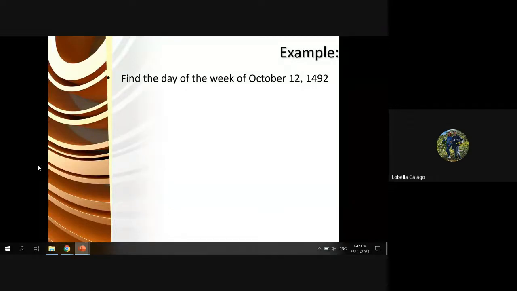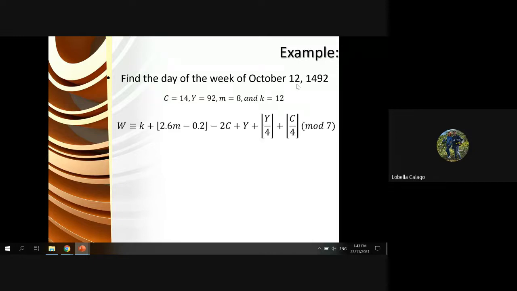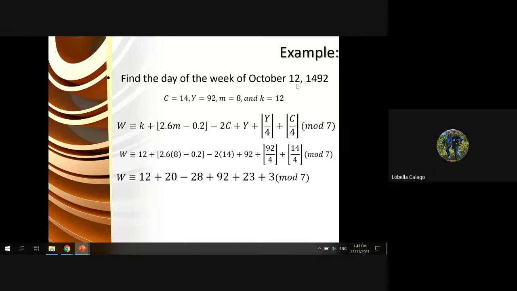So for example, if you want to find the day of the week of October 12, 1492. Since October 12 is not in January or February, we don't subtract from the year. So our century is 14, our year is 92, our month will be 8 because October is the 8th month, and K is 12. Substitute these values into the formula. Then do the basic operation: 12 plus 20 minus 28 plus 92 plus 23 plus 3, and we have 122 mod 7.